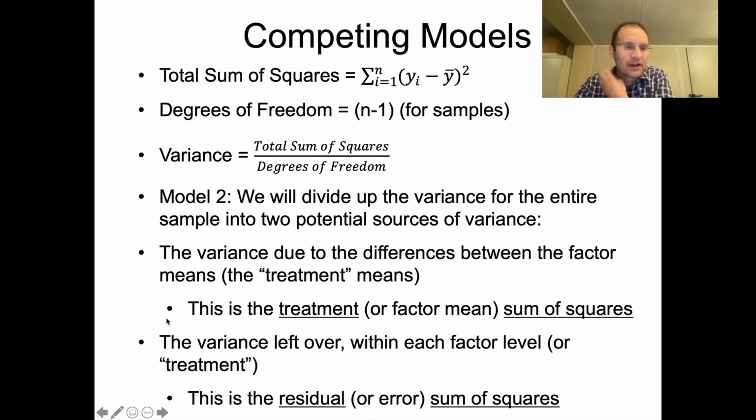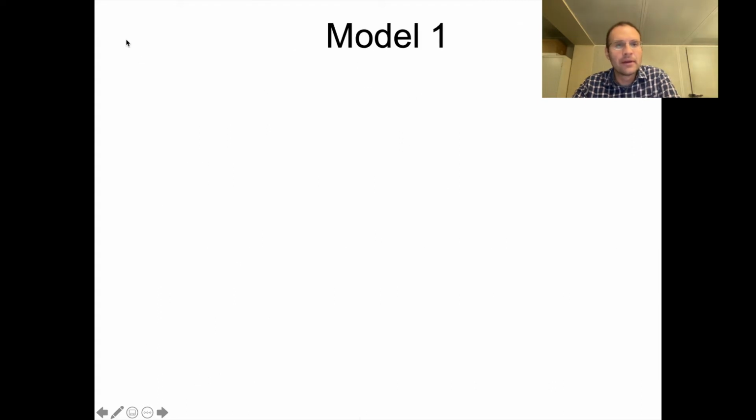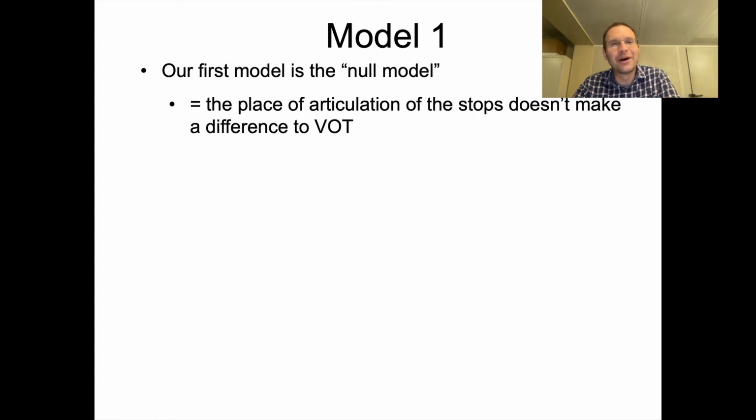And then the second part is the variance left over within each factor level or treatment. So this is the residual or error sum of squares. We're going to be able to account for some of the variance, hopefully, based on the changes in these factor levels. And then there's still going to be some variance left over that we can't account for. We'll just say that's noise. That's the residual error deviation, and we can total that up to get a residual sum of squares. Basically, this is the signal. This is the noise. This is the amount of variance you can predict in the values of y. This is the amount of variance you can't predict in the values of y, at least given the model that you're playing around with.